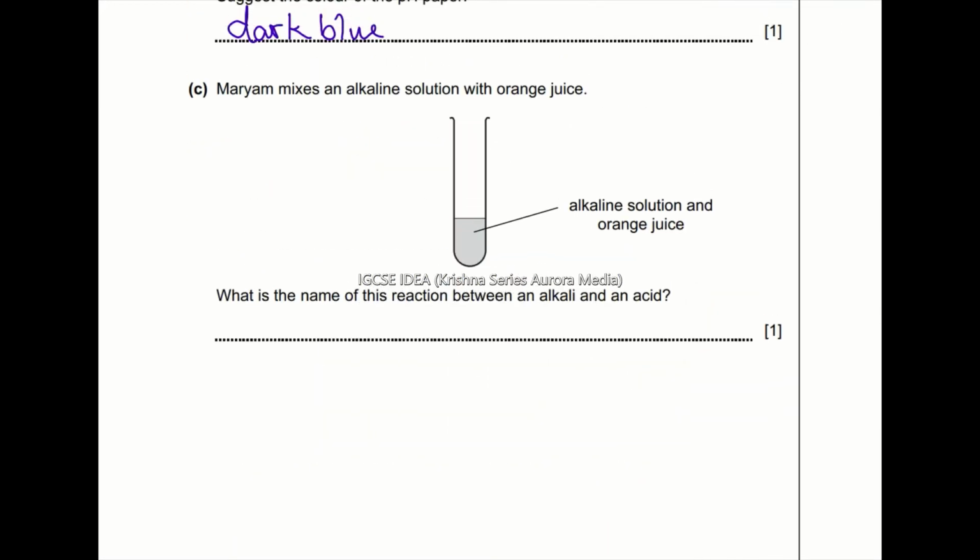C. Marianne mixes an alkaline solution with orange juice. Okay, here's the orange juice and the alkaline solution. An alkaline solution can be any solution. Orange juice is acidic. Remember that. What is the name of this reaction between an alkali and an acid? The name is neutralization.